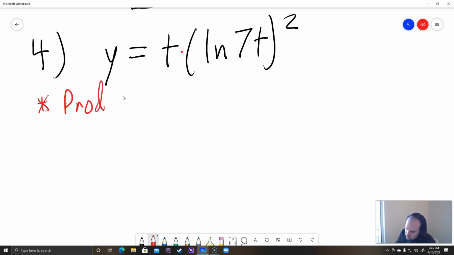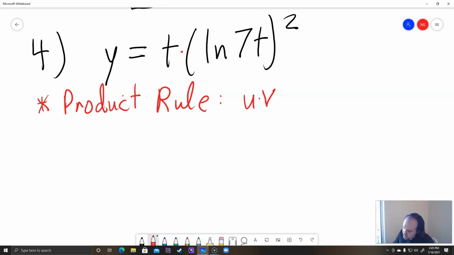So hopefully you remember the product rule from Calculus 1, but of course if you don't, that's why I'm putting it here, so you can get your review in this lecture. So the product rule says that the derivative of two things multiplied together, so the derivative of u times v is equal to u v prime plus u prime v.